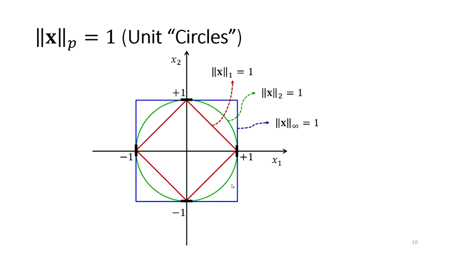Unit circles. Okay, so these are the loci of the L1 norm, L2 norm, and L infinity norm. And their, quote unquote, radius, of all these circles, the red, the green, and the blue circles, they're all 1. Do you understand what I'm talking about here? Okay.